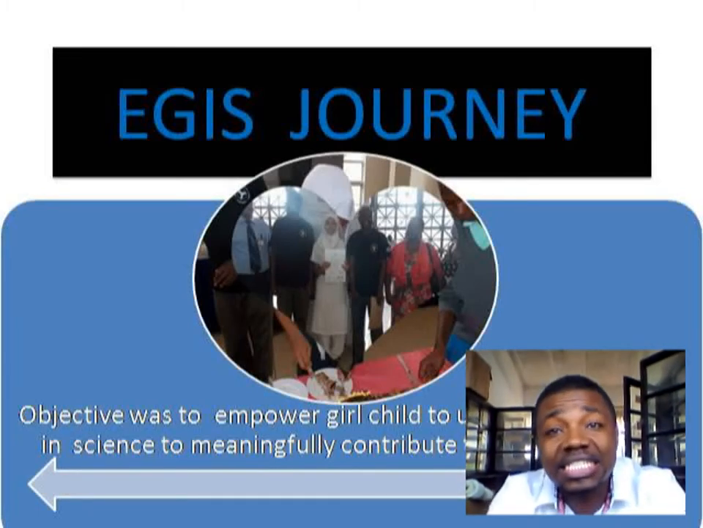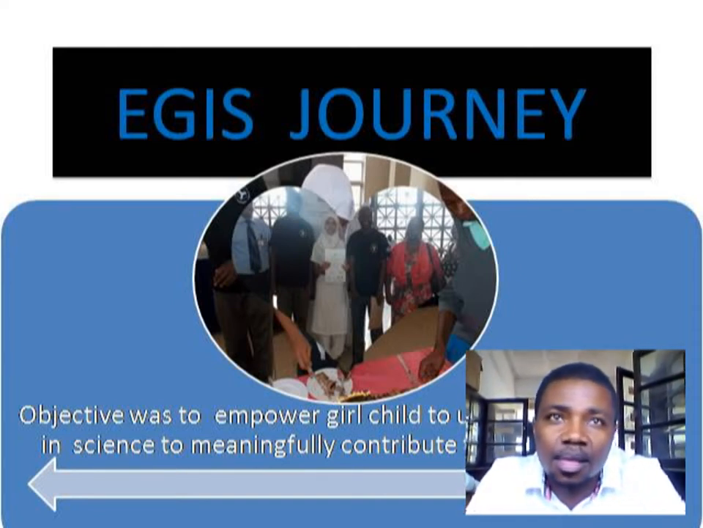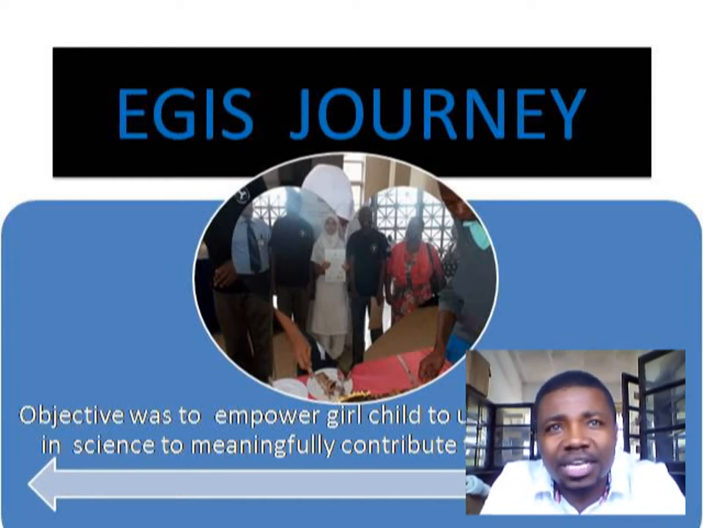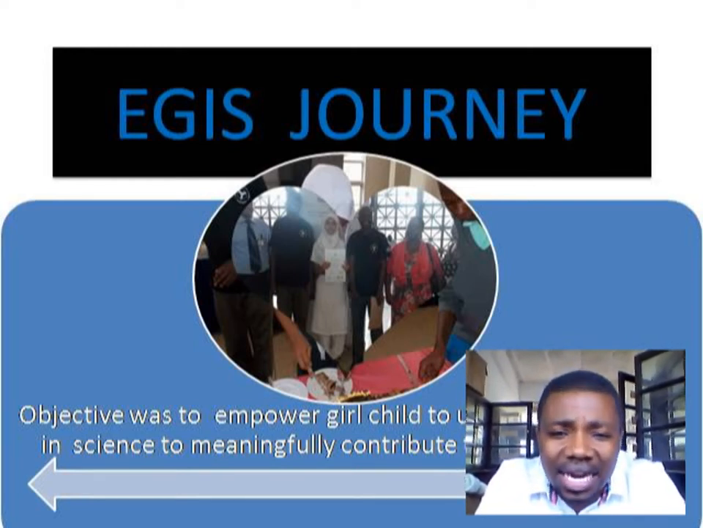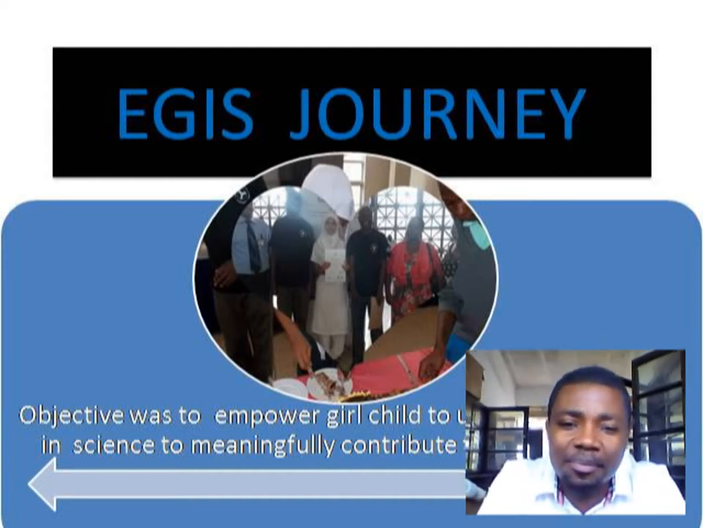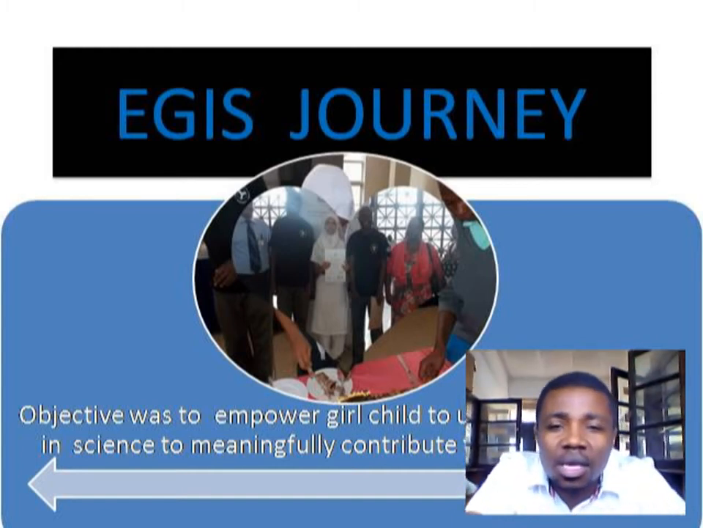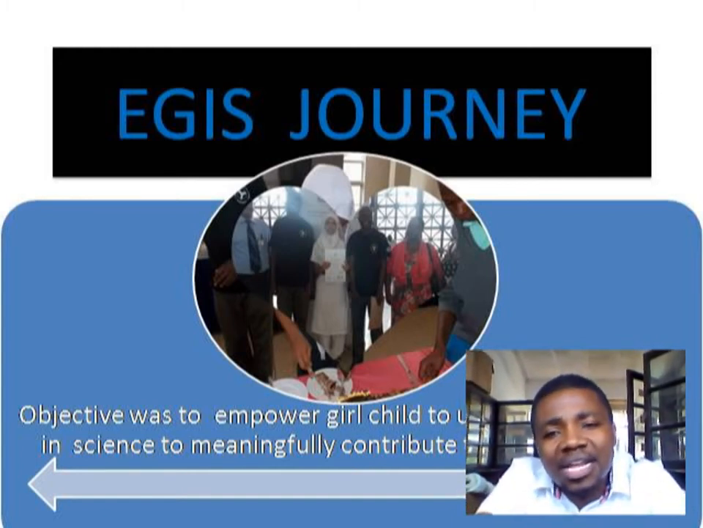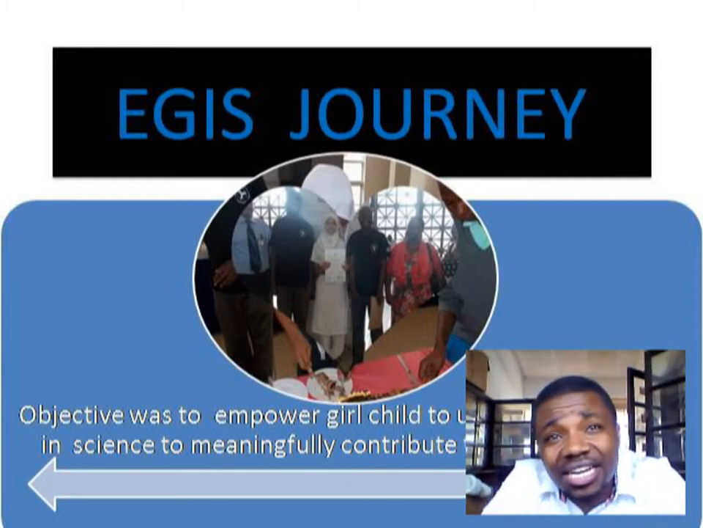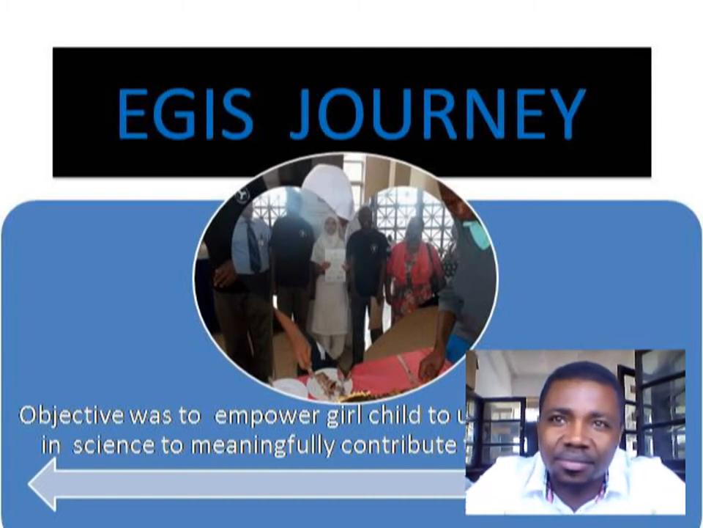AEGIS stands for Educating Girls in Science. This project was initiated and is supported by Intel and Aga Khan Foundation, USA. It is implemented by Aga Khan Academy, Mombasa, AKAM. It was aimed at empowering the girl child to utilize education in science and meaningfully contribute to the community.